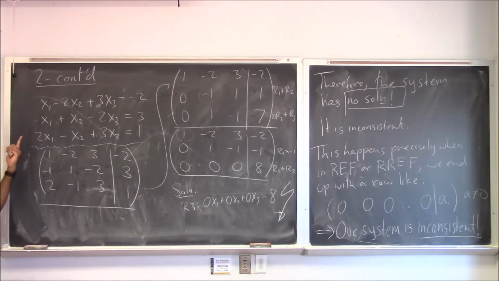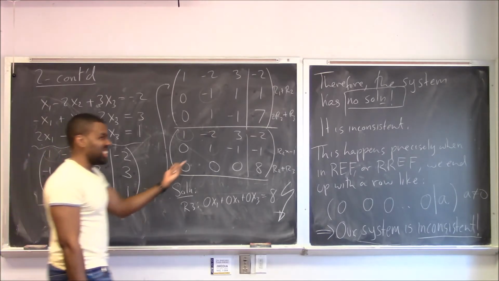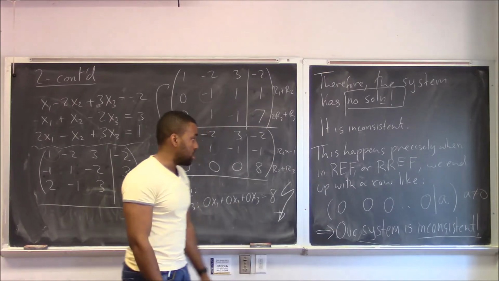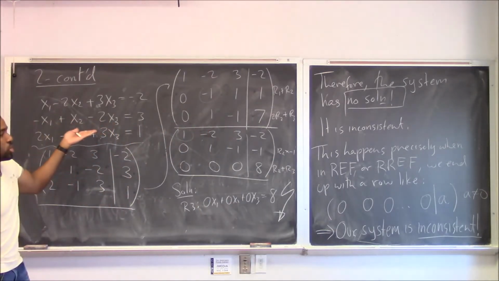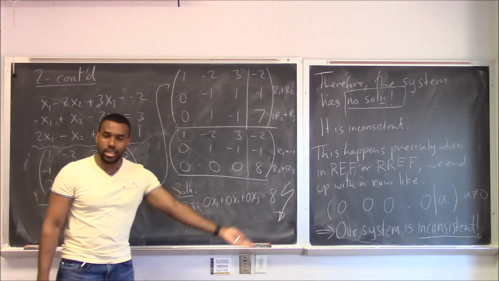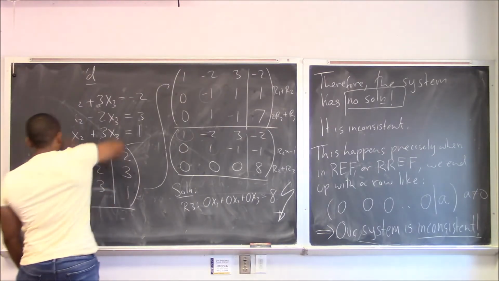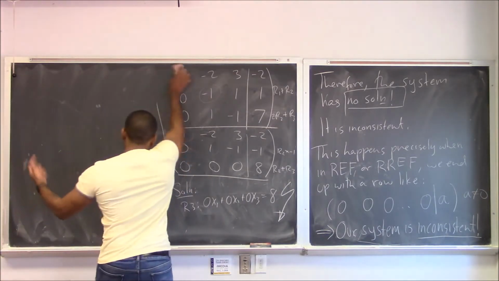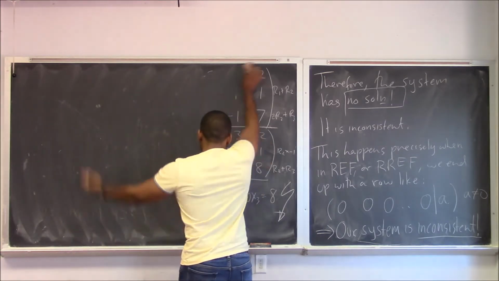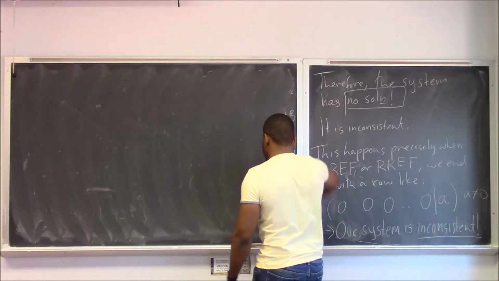So our first system, we had a unique solution. Turns out this second example, we have no solution. Because saying that this thing has a solution is the same as saying 0 equals 8. Which is a contradiction, so you can do a proof by contradiction. If this has a solution, then 0 equals 8, therefore it does not have a solution.